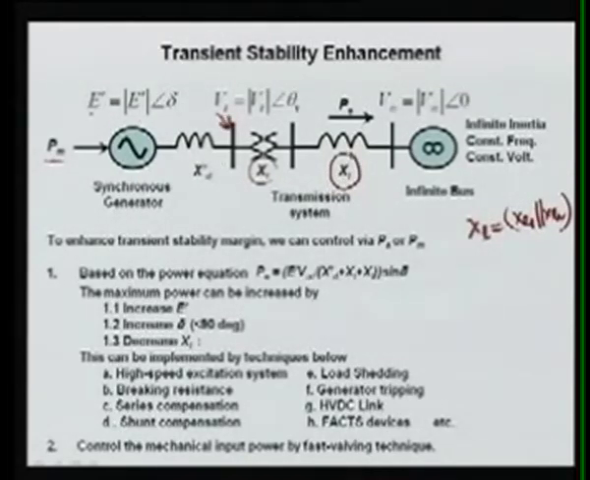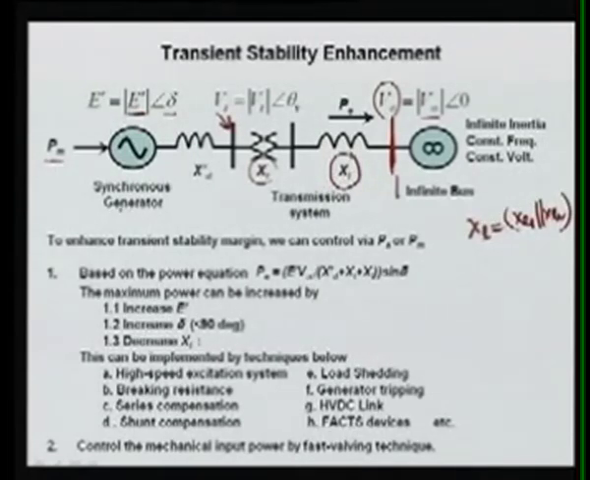This is your internal E prime, and I have written this angle delta. This is the infinite bus, V infinite, which has magnitude V infinite and angle 0. We are taking all the quantities with reference to 0 at this bus. So this has another angle, here is theta V, and we have represented the complete system.